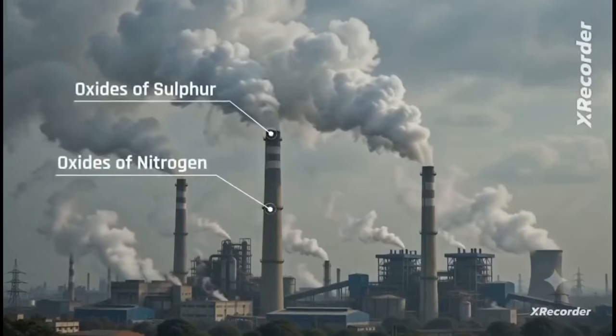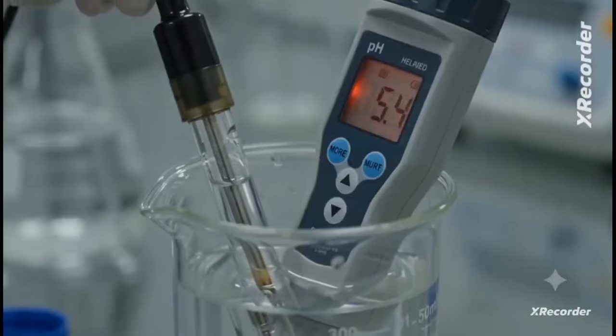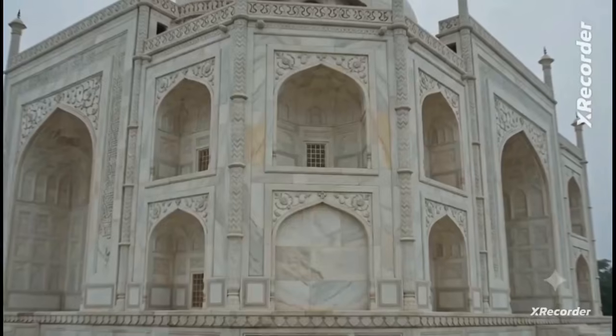Sulfur and nitrogen cause acid rain. It severely affects animals, humans, plants and monuments. Its pH value is less than 5.6. It slowly corrodes our heritage. We must act now.